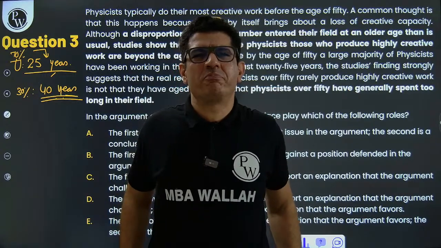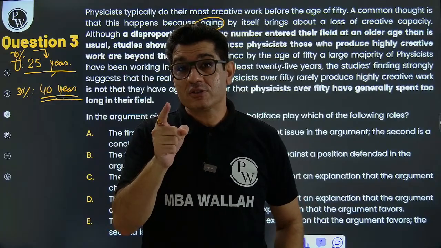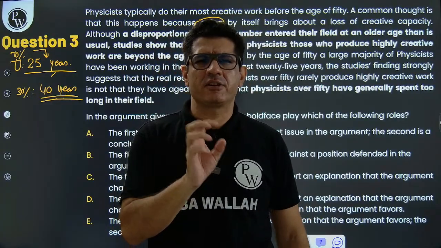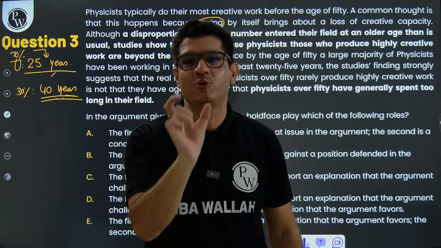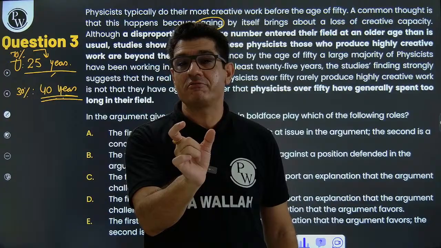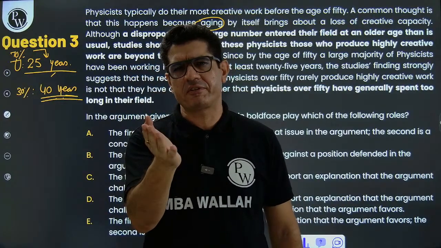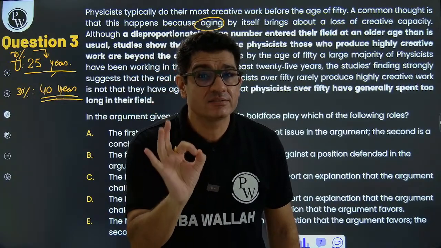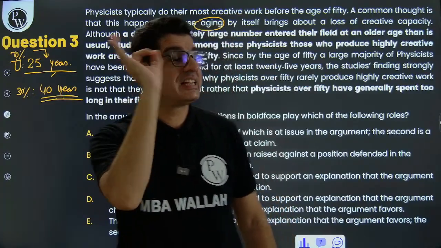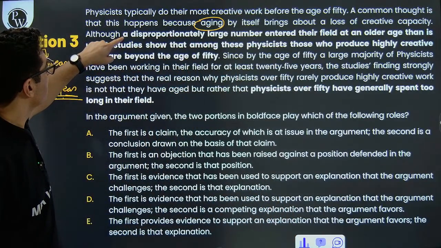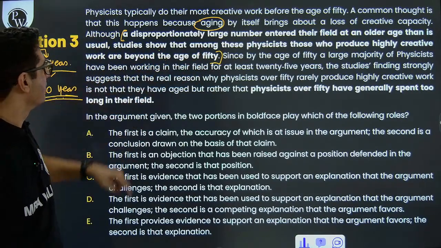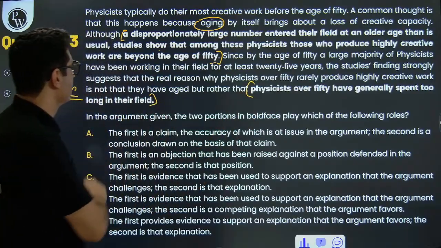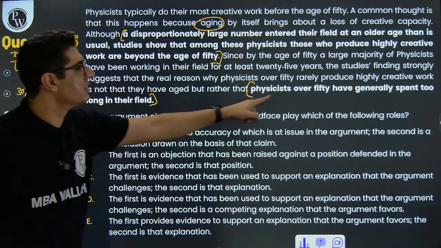So after spending around 25 years, you don't remain creative. Those who have not spent 25 years by the time they turn 50, they are creative even after 50. So the reason why you do not see a lot of physicists giving creative work after 50 is not age, but the time spent. So what is this? What does this do now? This is supporting the author's stance. And this is the actual reason that he is giving.